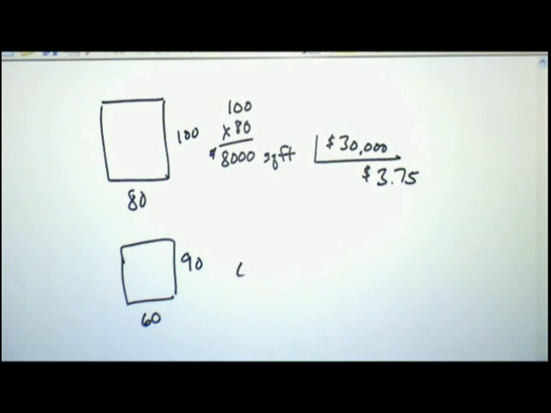The second property is 60 by 90, which is 5,400 square feet total. Since I know the first lot sold for $3.75 per square foot, the second lot should sell for about the same amount. So if I multiply the $3.75 times 5,400, I come up with an approximate selling price of $20,250.